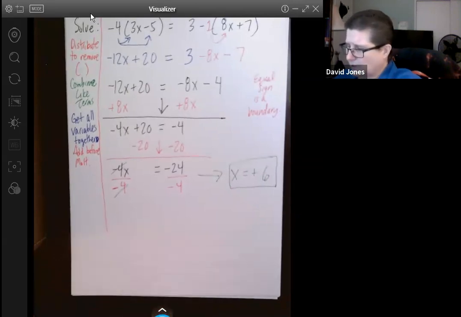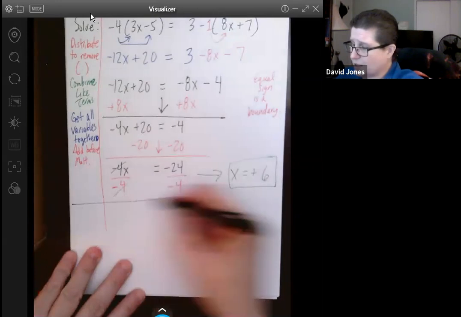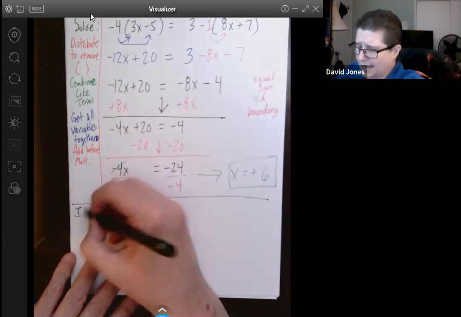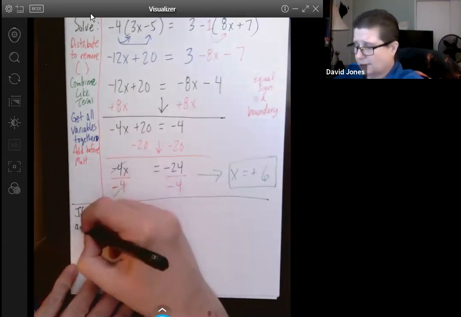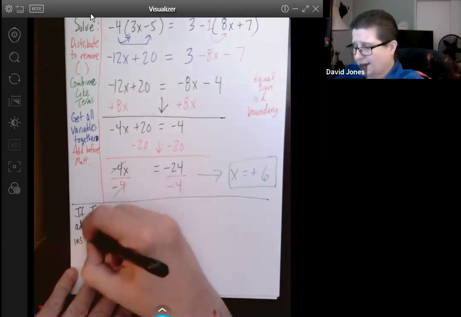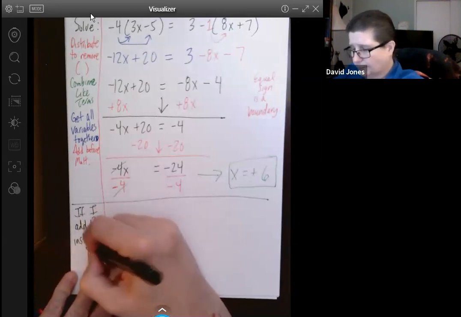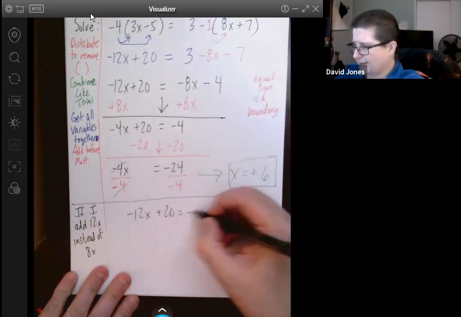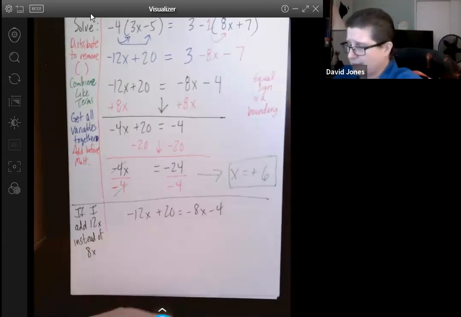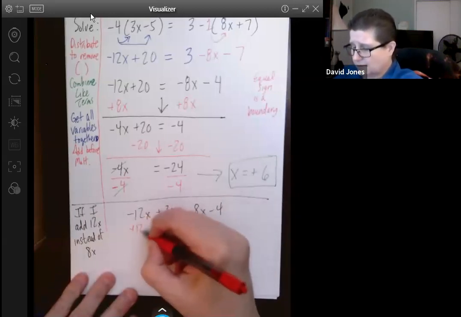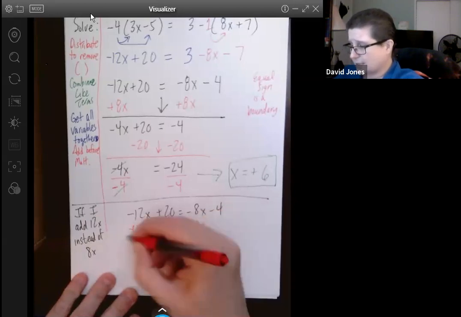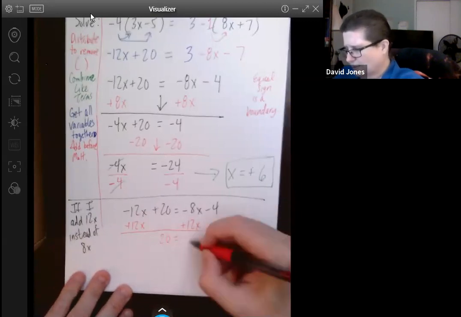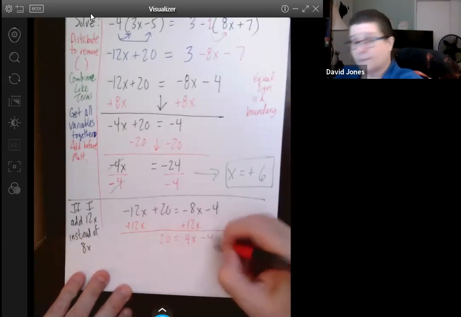Okay? We'll check that in a second. I want to show you the other way. I added 8x. If I add 12x instead of 8x, let's see what happens. Let's go back up to negative 12x plus 20 equals negative 8x minus 4. Now here I'm going to add 12x to both sides. And on the left side, I'm just left with 20. On the right side, I have 4x minus 4.